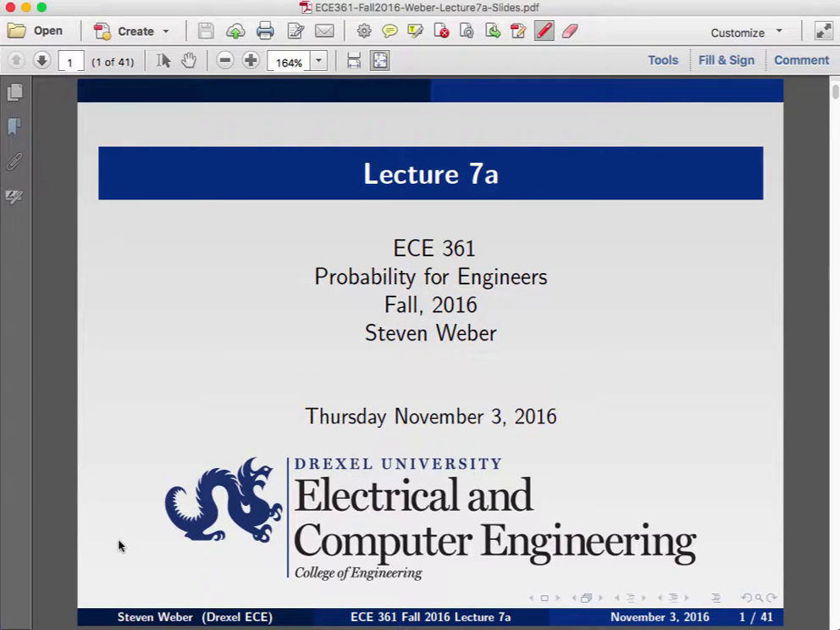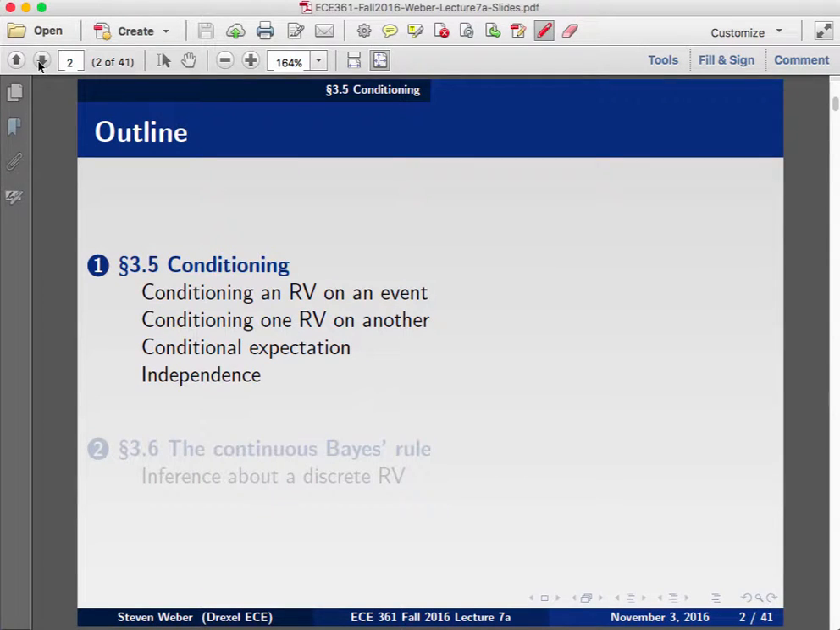This is Lecture 7a in ECE 361, Probability for Engineers, Fall 2016, Part 1. In today's lecture, we'll cover two sections from the book. First, Section 3.5 on conditioning, and second, Section 3.6 on the continuous version of Bayes' rule.